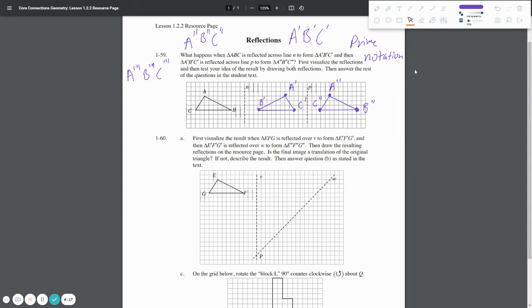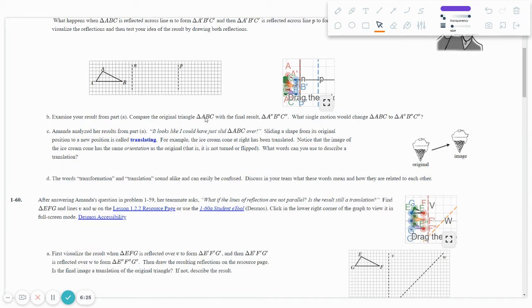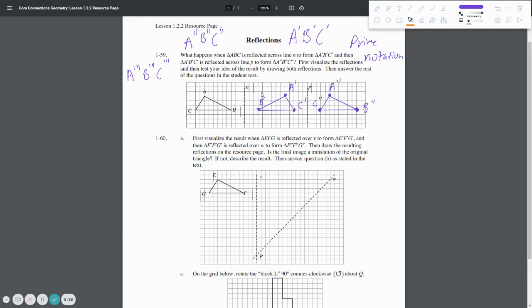Now, just to refer back to the original question, it's asking for part B, compare the original triangle ABC with the final result A double prime, B double prime, C double prime. What single motion would change the original to the newest picture? So how would we get from here to here? A lot of students said in class that we would slide the triangle over because all we're doing is moving this over here, right? It looks exactly the same as the original. It's just in a different position. This is what we call translation.